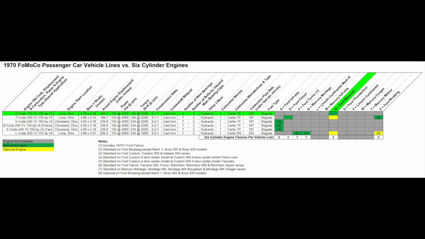And this engine developed 105 horsepower at 4,200 RPM and 156 pound-feet of torque at 2,200 RPM with an 8.7 to 1 compression ratio. The engine had a cast iron crankshaft that rode in 4 main bearings, with all 4 crankshaft main bearing caps having 2 bolts each. Additionally, the engine had hydraulic valve lifters, a Carter YF one-barrel carburetor that flowed 150 cubic feet per minute, or CFM, and burned regular fuel.